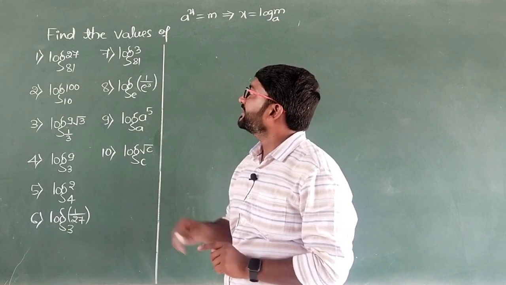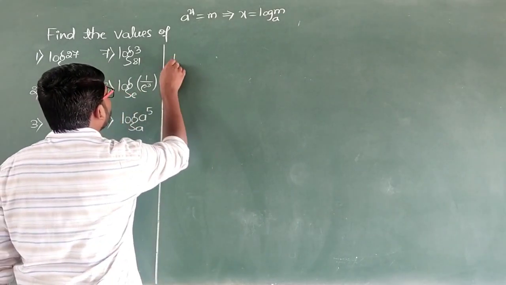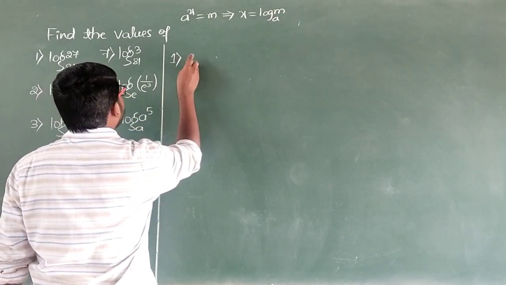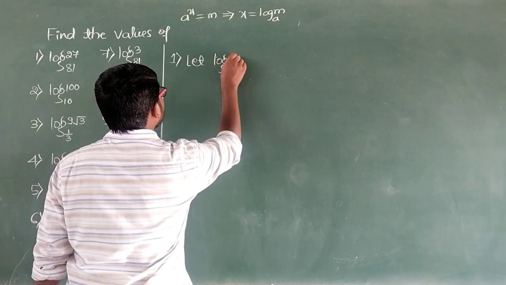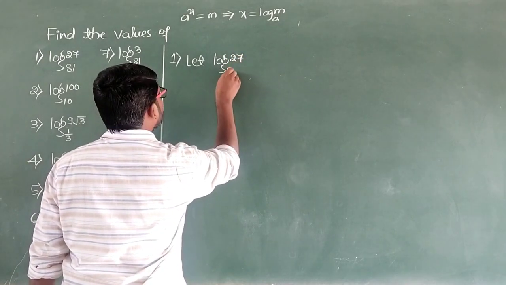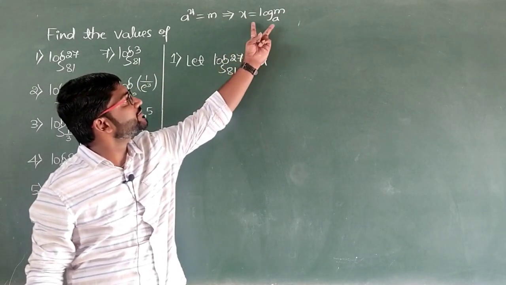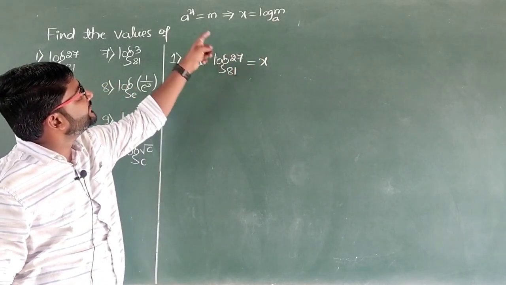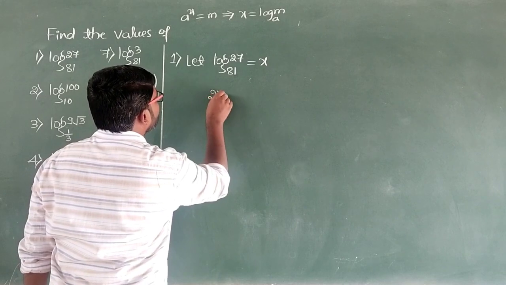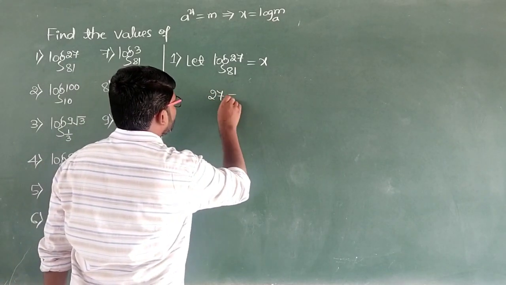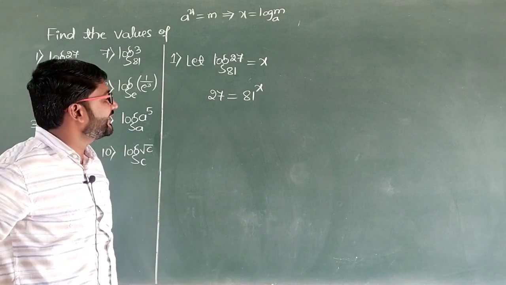Take the first one. It is log 27 to the base 81. Let us take it as x. So log 27 to the base 81 is equal to x. Now we have to write this in the exponential form. M is nothing but 27 here. So 27 is equal to 81 to the power x.